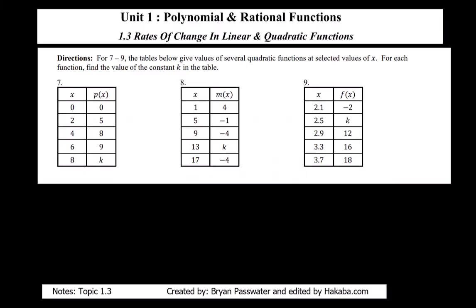So now we have a different type of example. We are given a table with values of several quadratic functions. We were already told that the table belonged to a quadratic function, a selected value of x for each function. Find the value of the constant k in a table. Once we know it's a quadratic function, we will test the second difference, not the first difference.